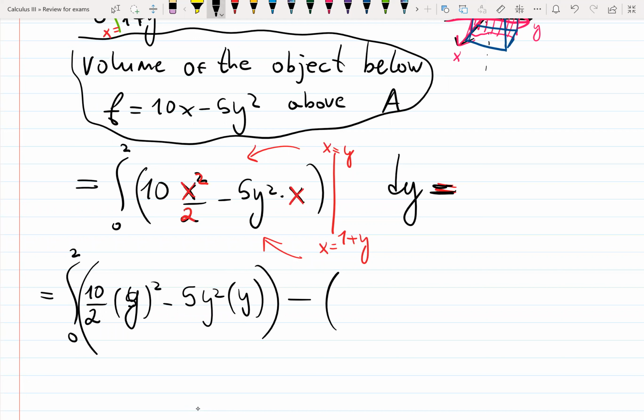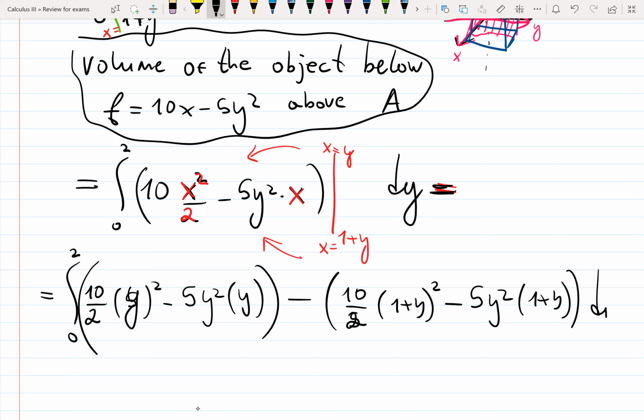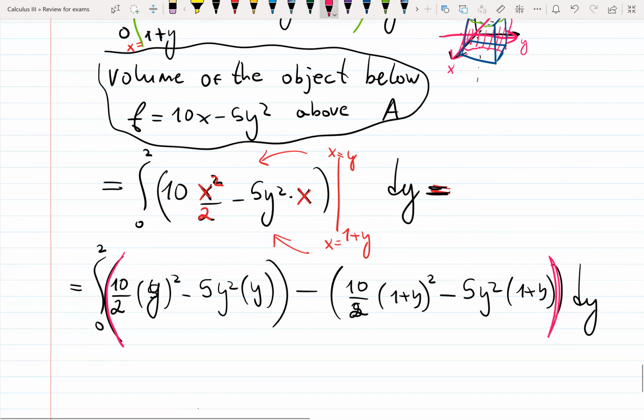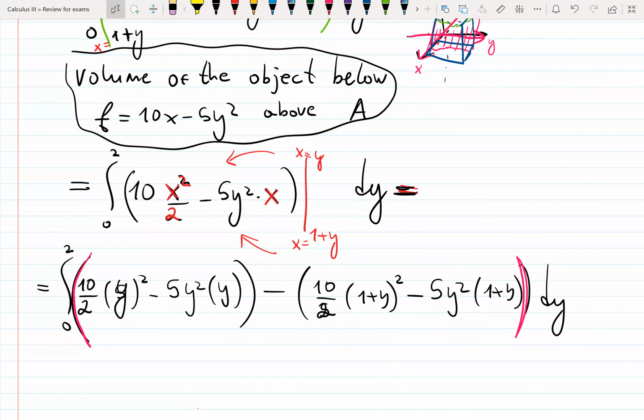Plug the top. The top function is 1 plus y. 10 over 2. X is 1 plus y squared minus 5y squared times 1 plus y dy. Some people do it separately, so they don't have to have such a long, huge integral. They calculate separately, simplify, and so on. And now you have to simplify and integrate with respect to y. And that's why integration is harder than differentiation, because with differentiation, at least some things would go to 0. With integration, good luck with that. The more you integrate, the more variables actually show up.